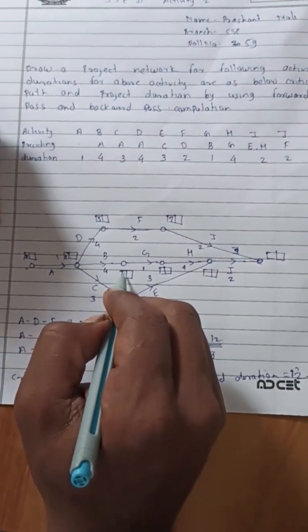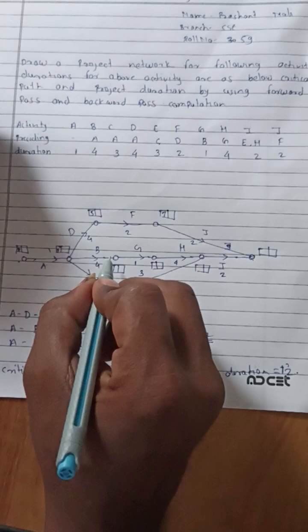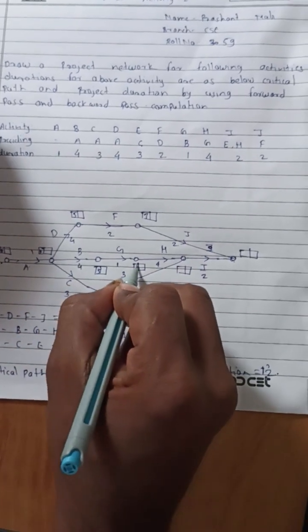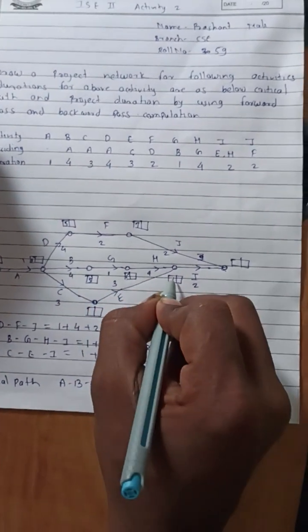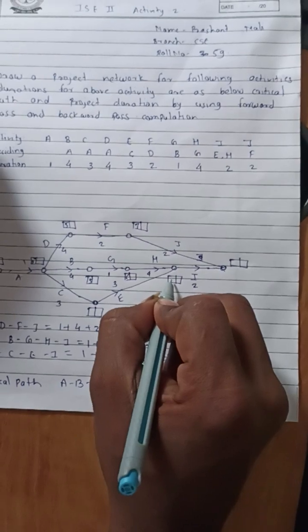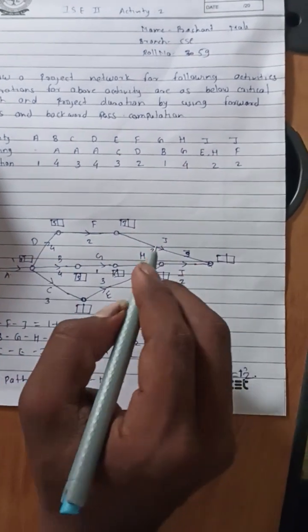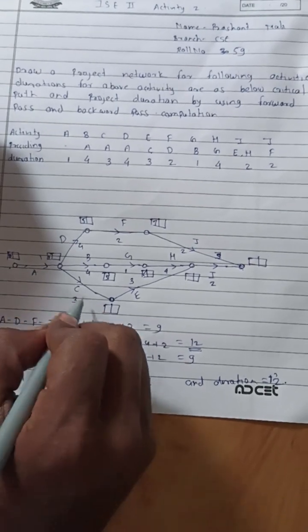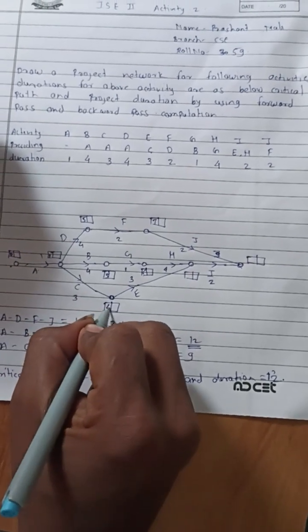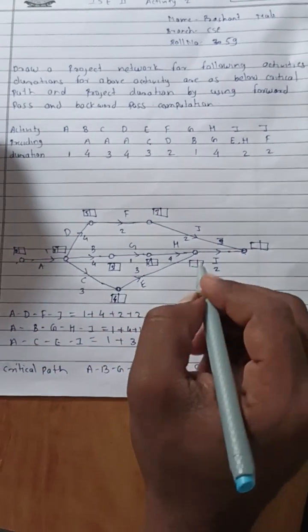We try to write here 1 plus 4 is equal to 5. 5 plus 1, that is 6. 6 plus 4, that is 10 we have to write here, but there is also a junction and there is another path, so we keep it as it is. Then here 1 plus 3 is 4 and 4 plus 3 is 7.